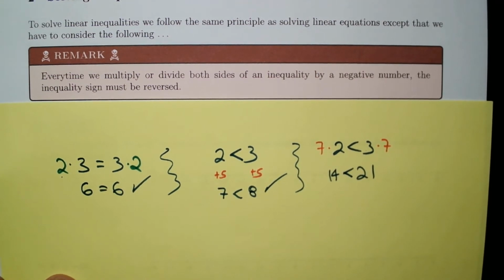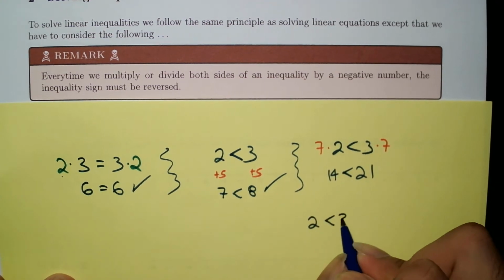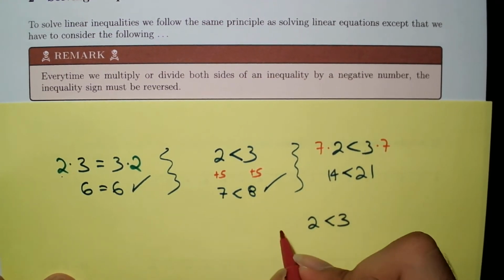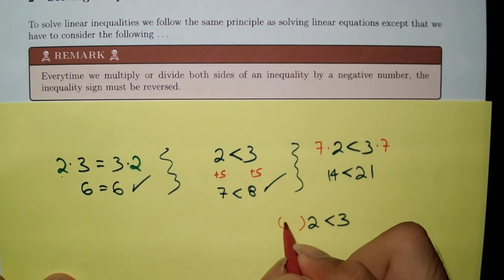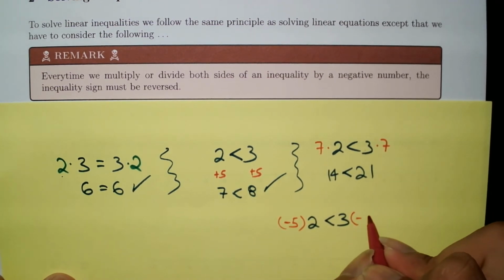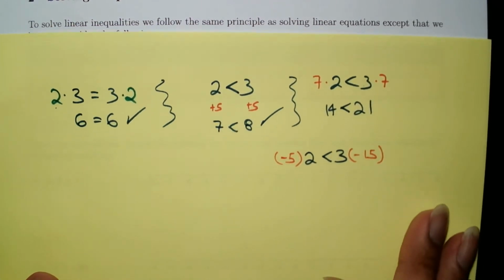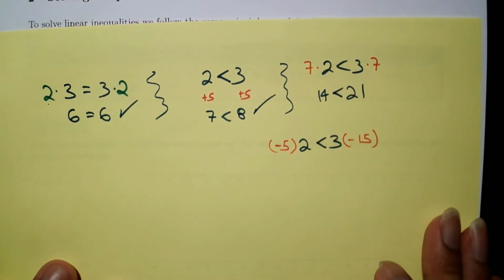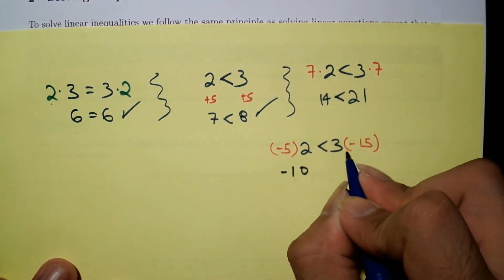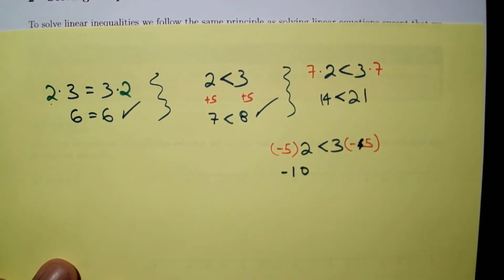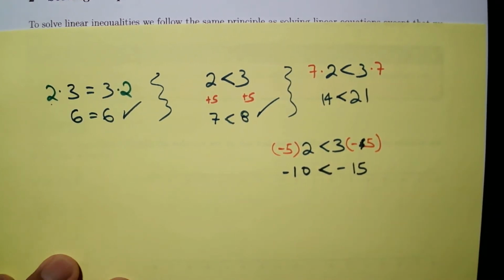Now, what about negative numbers? All right, what if I do 2 less than 3 and multiply by negative 5? We multiply by negative 5 on both sides of this inequality. What am I going to get? Negative 5 times 2, that's negative 10. 3 times negative 5, not 15, that's going to give us negative 15.